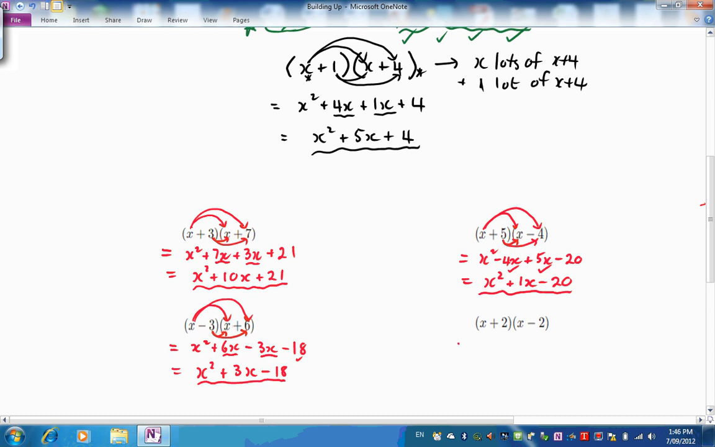Let's look at the next one. It's x by x is x squared. X by neg 2 is neg 2x. Then plus 2 by x is plus 2x. And then positive 2 by negative 2, positive times a negative is a negative 4. Let's collect up the like terms. There's one, neg 2x plus 2x. Oh, that'll be no x. Well, there'll be no x's left.